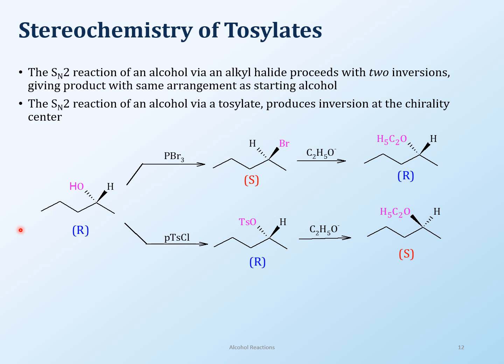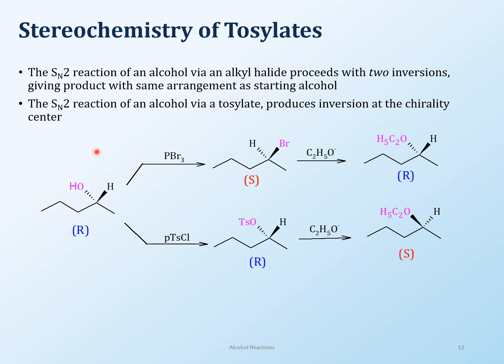Now, you take the same alcohol and you treat that with tosyl chloride. When you treat it with tosyl chloride, the stereochemistry is retained because the reaction is happening only on the oxygen. It's not happening on the carbon. It's only happening right here. So if you started with R, you're still at R. Now when you bring in the nucleophile and do SN2, you will have inversion of stereochemistry. So now you end up getting S as your product.